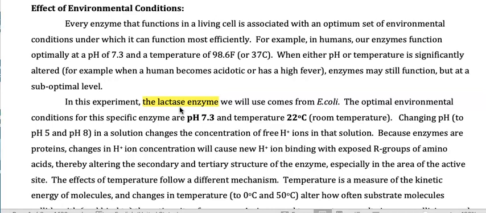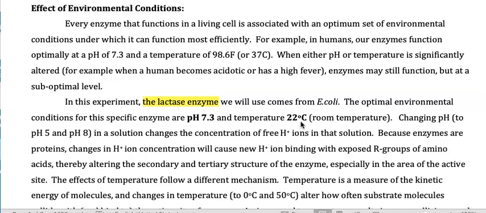The lactase enzyme that we'll be using for our experiment actually comes from a bacterium called E. coli. And the optimal environmental conditions for this particular version of lactase are pH of 7.3 and a temperature of 22 centigrade, which is about room temperature. Now, what we're going to do in the experiment is first run a control to see how this enzyme behaves at optimal pH and optimal temperature.